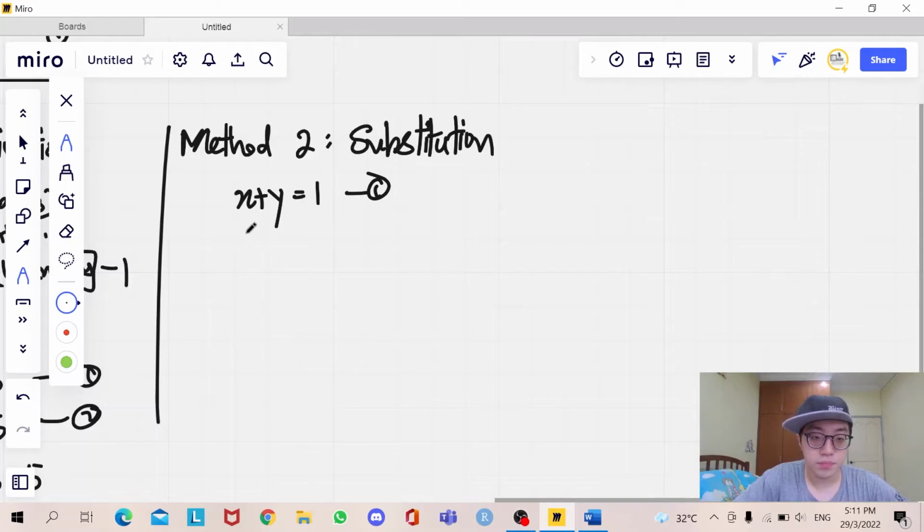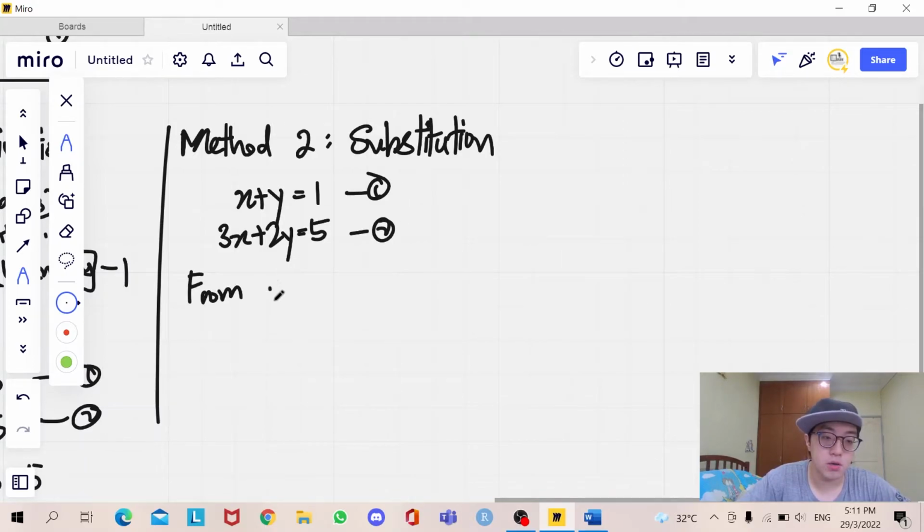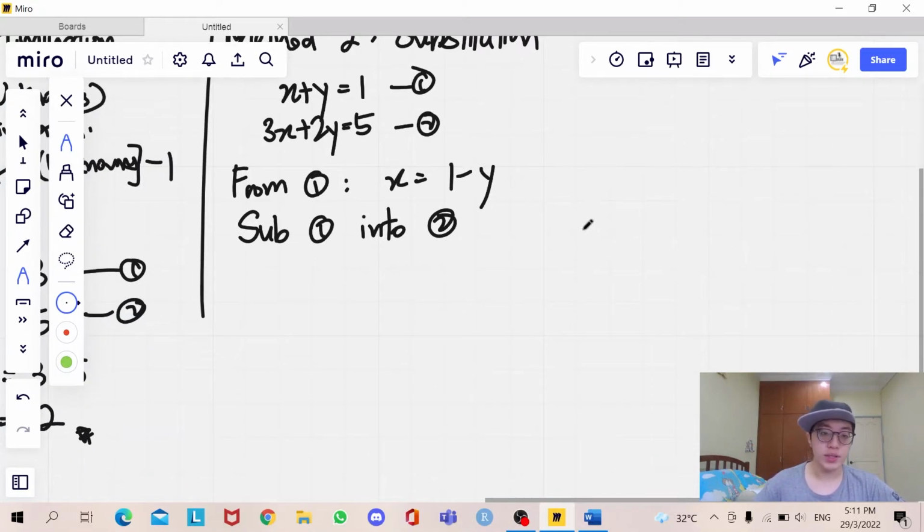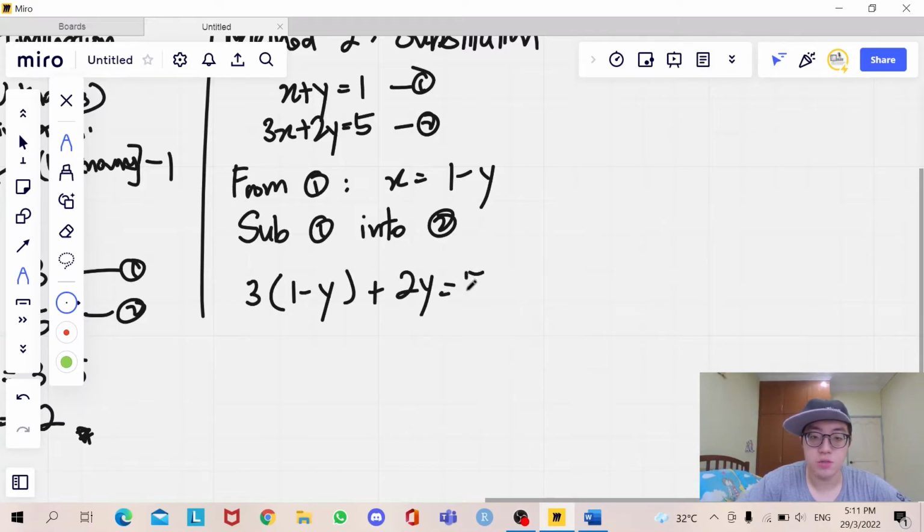x plus y equals to 1. 3x plus 2y is equals to 5. This is the second equation. So from the first equation, you can choose to make x the subject or make y the subject. Here I chose to make x the subject, so I will move y to the right hand side. And then sub equation number 1 into equation number 2. So by doing this, you will sub 3 bracket 1 minus y plus 2y is equals to 5.